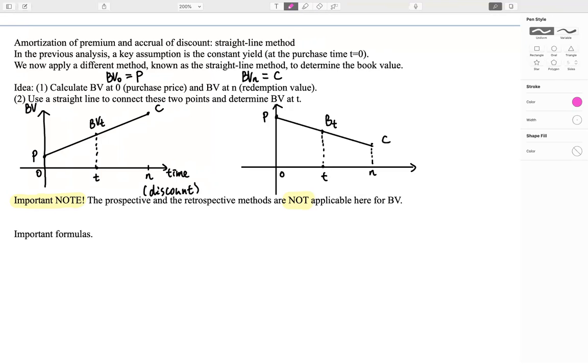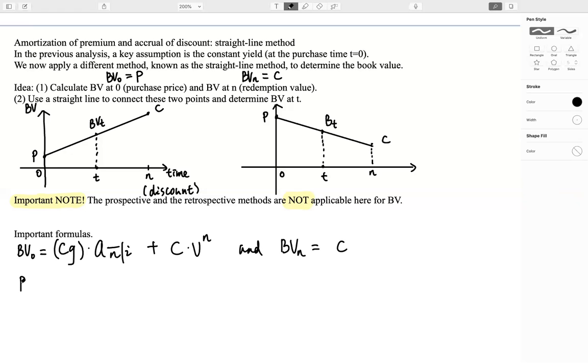That's my comment. Once we know the book value, of course we can compute everything. Remember, under this method, we actually have a very special result about the premium amortization. Again, what is premium amortization? Let me first write down the formula for BV0. This is the price, so it is my coupon times the present value of all the coupons plus the present value of the redemption value C. And obviously BVn is nothing but the redemption value. Those are easy to compute.